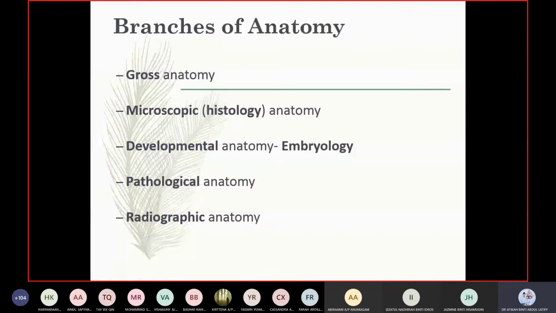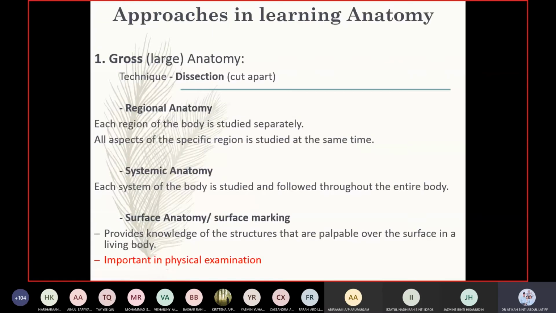Okay, so branches of anatomy. We have gross anatomy, what you can see with your eyes, microscopic or histological anatomy, developmental, which is embryology. In some places they teach pathological anatomy, and radiographic or radiological anatomy, which is what you see in the X-rays and scans and so on lah. Okay, so what are the approaches in learning anatomy?